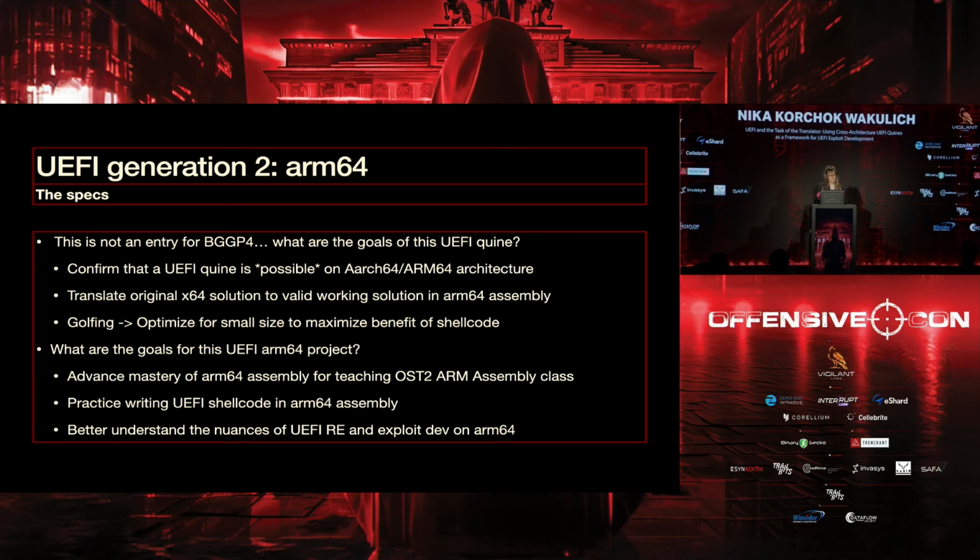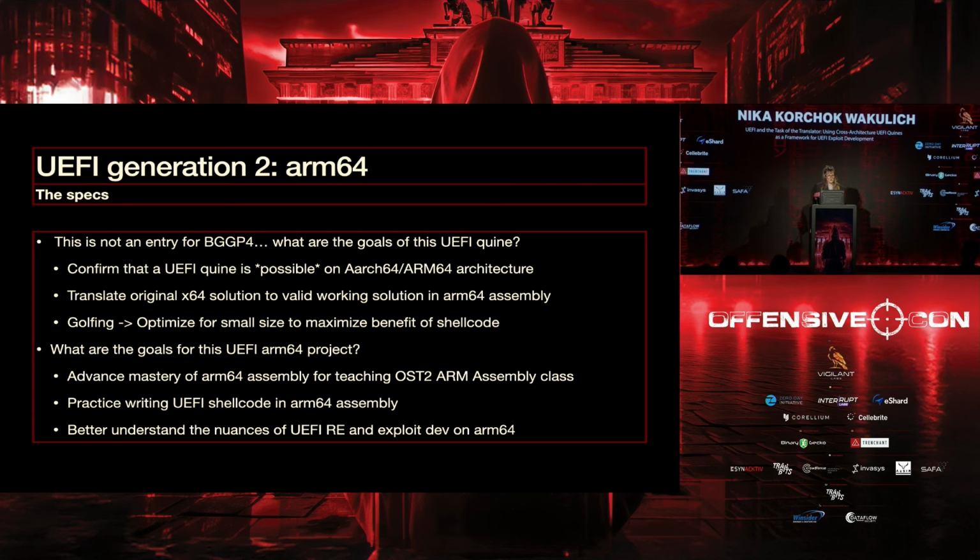With the second generation, this wasn't an entry for BGGP. So what were the goals of this Quine? I wanted to confirm that a Quine was possible on ARM64. So that was the first. Then, having confirmed that, which was a big if, I wanted to translate the original to a valid working solution in ARM64 assembly. This would be just good practice for me with getting better ARM64 exploits. And again, since I'm teaching this OST2 ARM assembly class, it would give me more experience with making small demos or creating samples for that class.